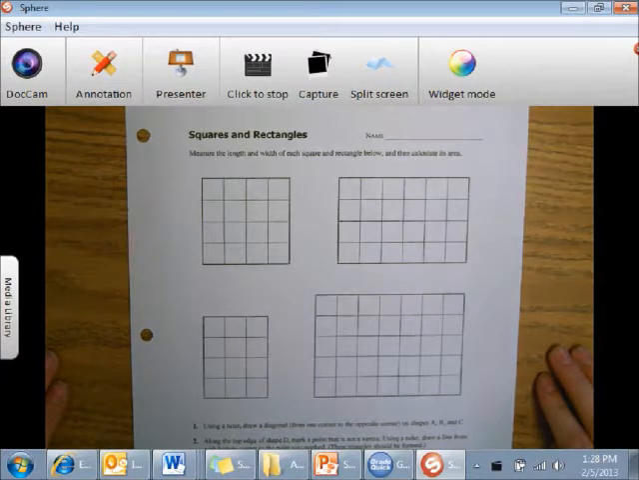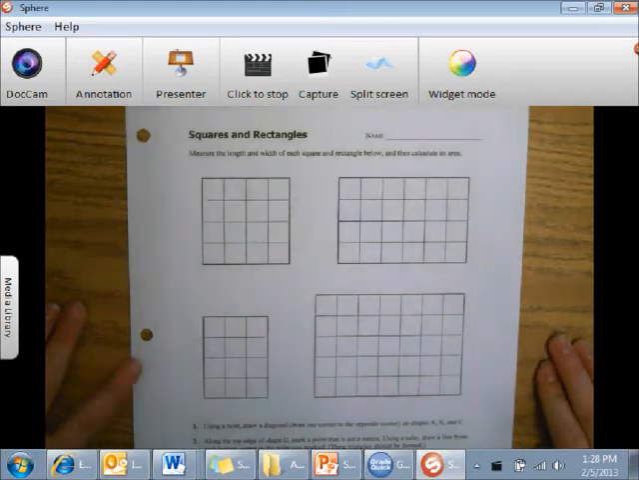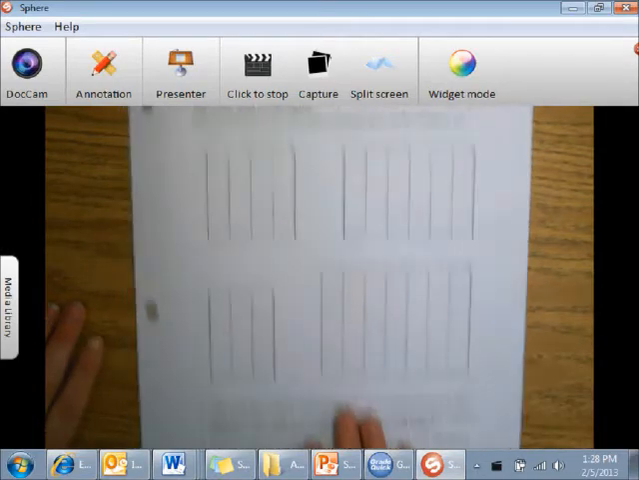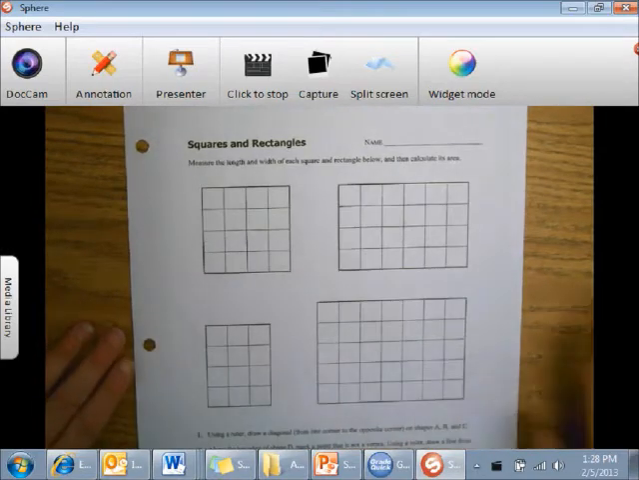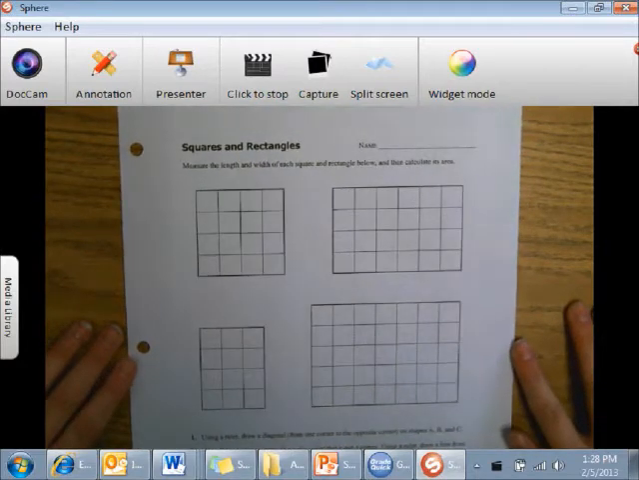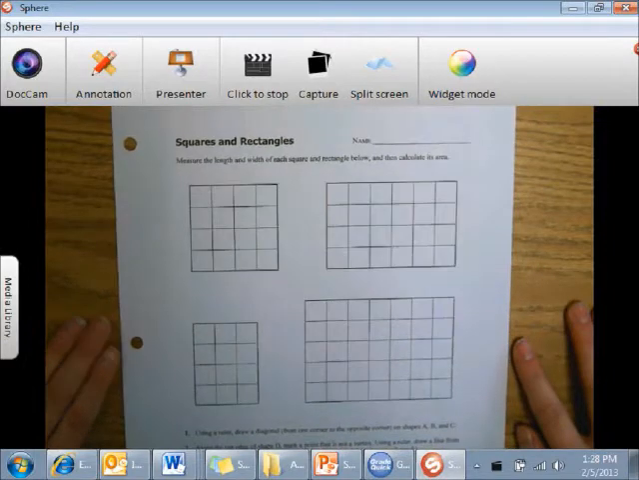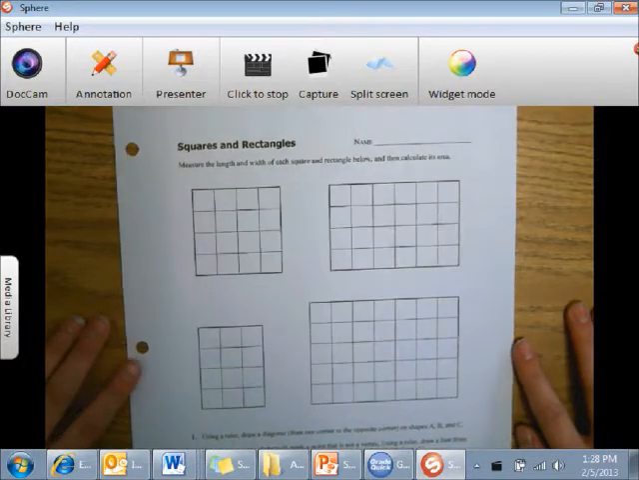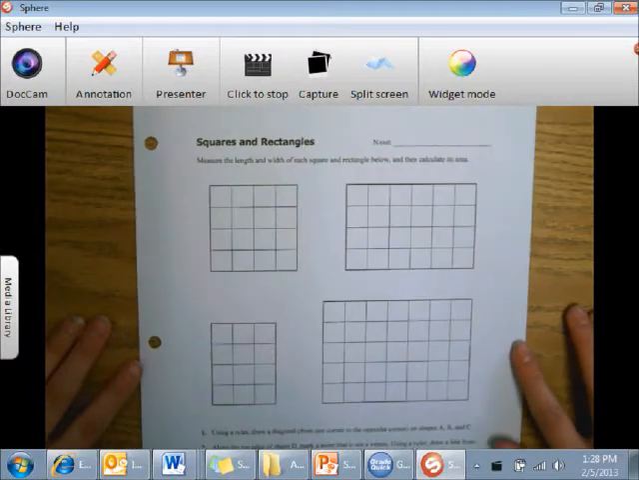Hey guys, so today we're going to learn a little bit more about area. Please have this sheet out that you see here in front of you that I handed you today. If you don't have it, I will try to upload it to Edmodo, see if I can find the hard copy, but please try to have it in front of you now.